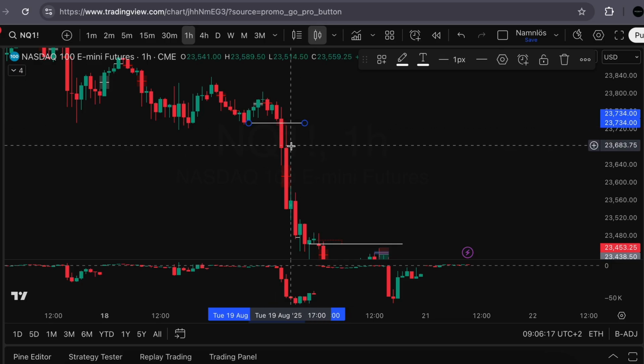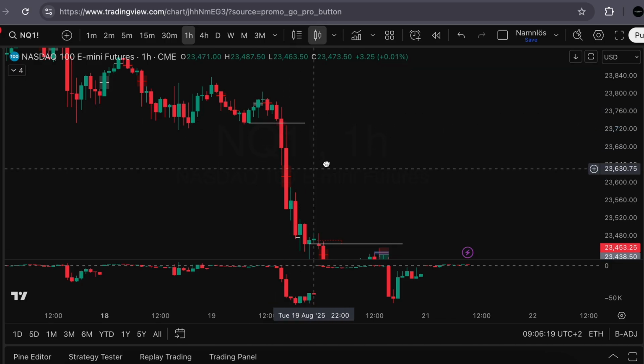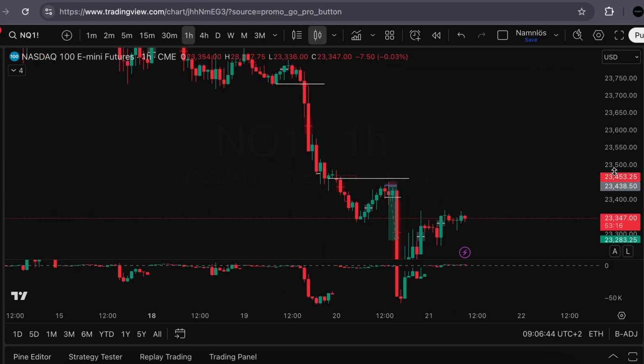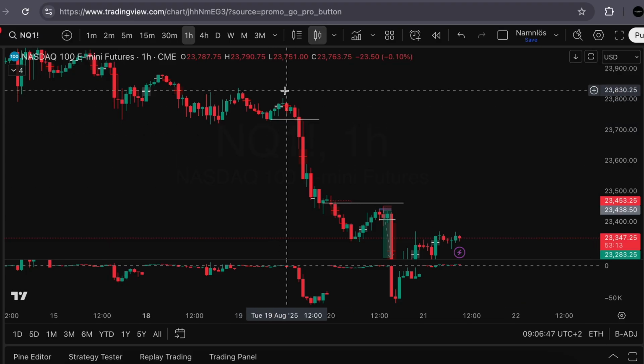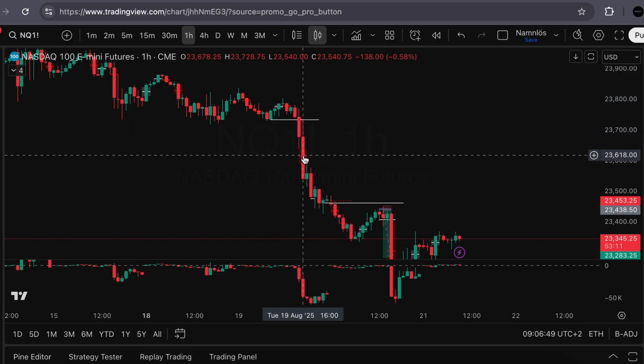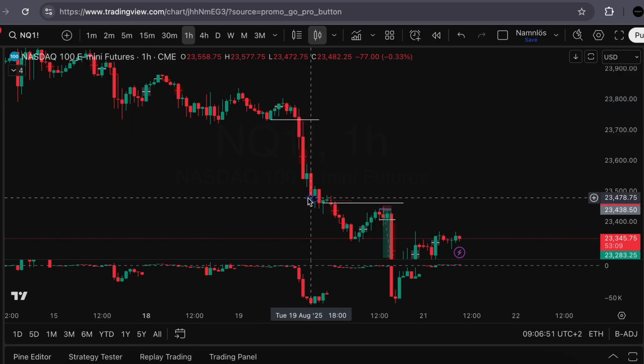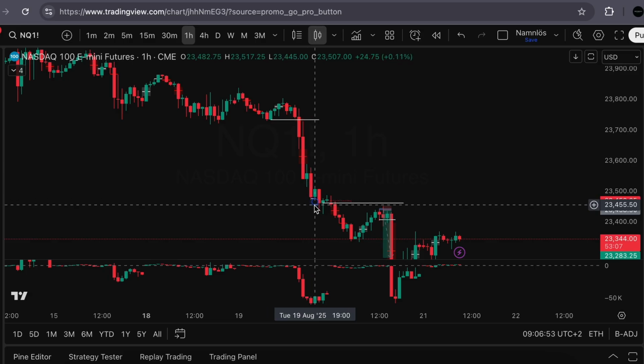So I was looking for trading order blocks at the downside. The trade I took today was this one. The reason is that when we've had this big flush to the downside, we needed an hourly order block to confirm that we're still going lower.